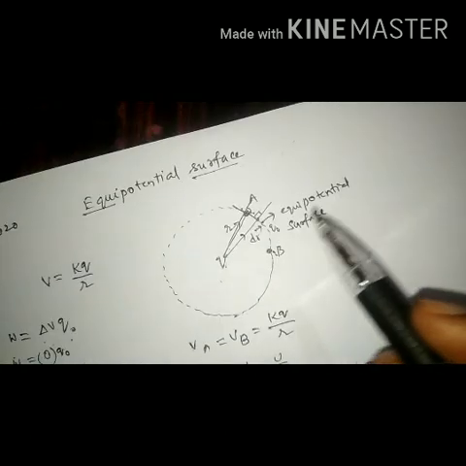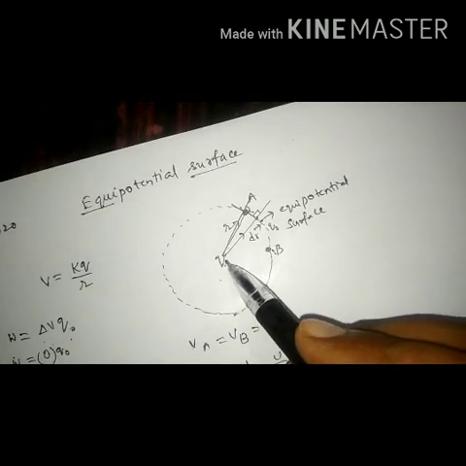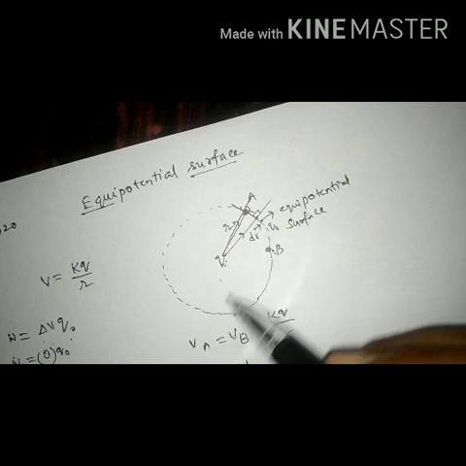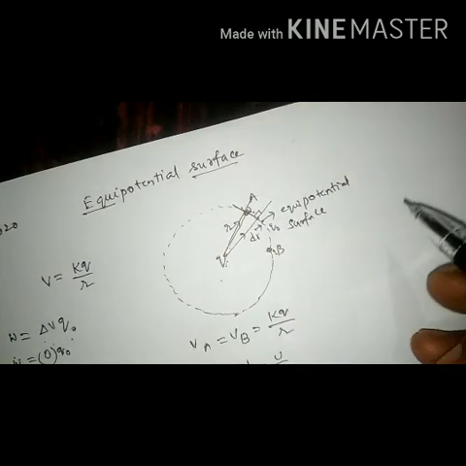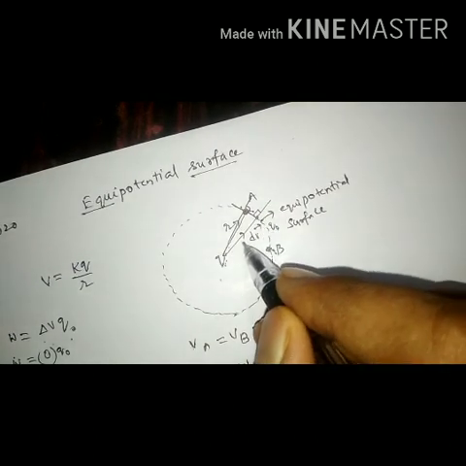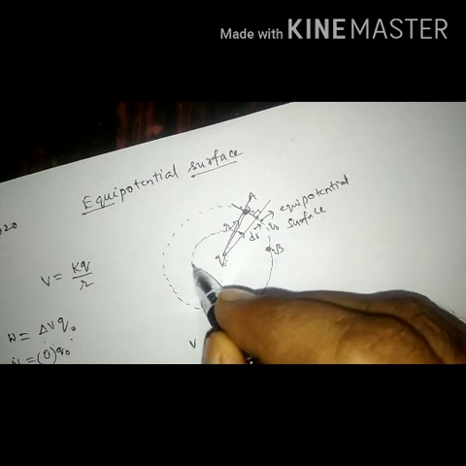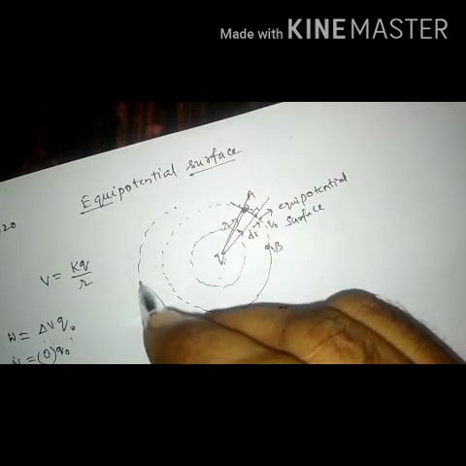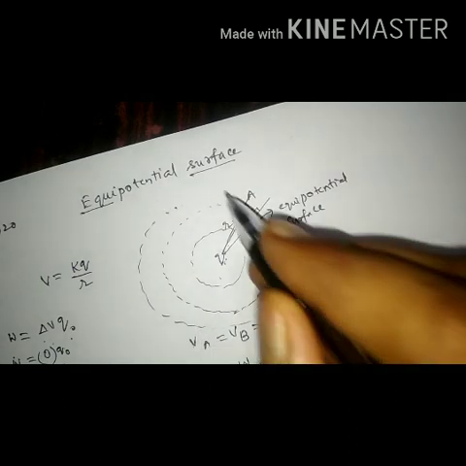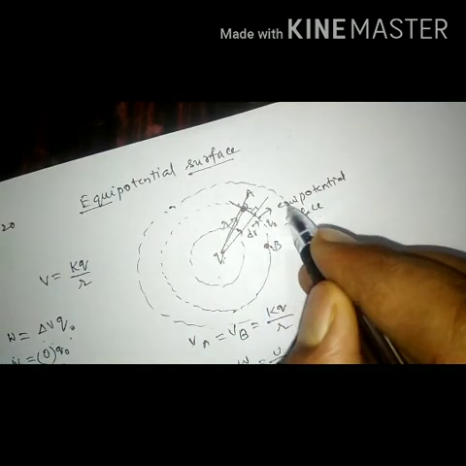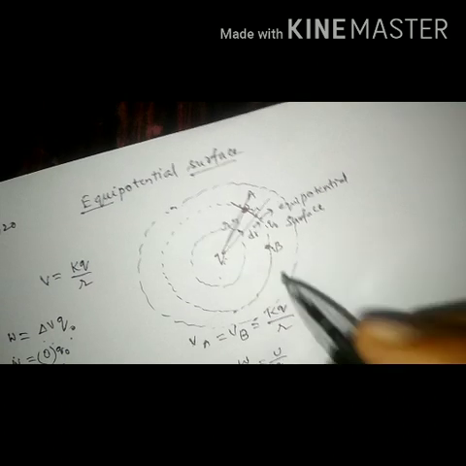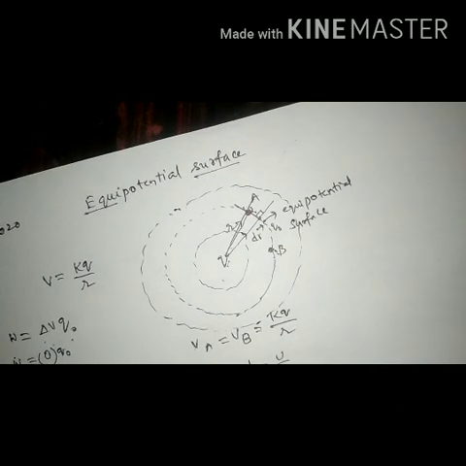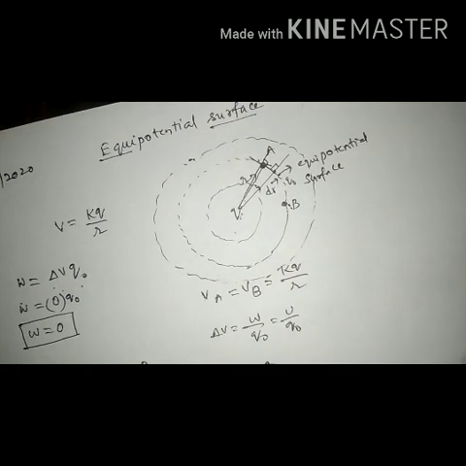For example, if we consider the point charge, the equipotential surfaces are concentric spheres. So here we have drawn one sphere. Let us consider another distance, so this is another sphere. Like this you can draw any number of concentric spheres. The center is at the charge, and each sphere has a radius equal to the distance of the point from the center. Like this we get equipotential surfaces.